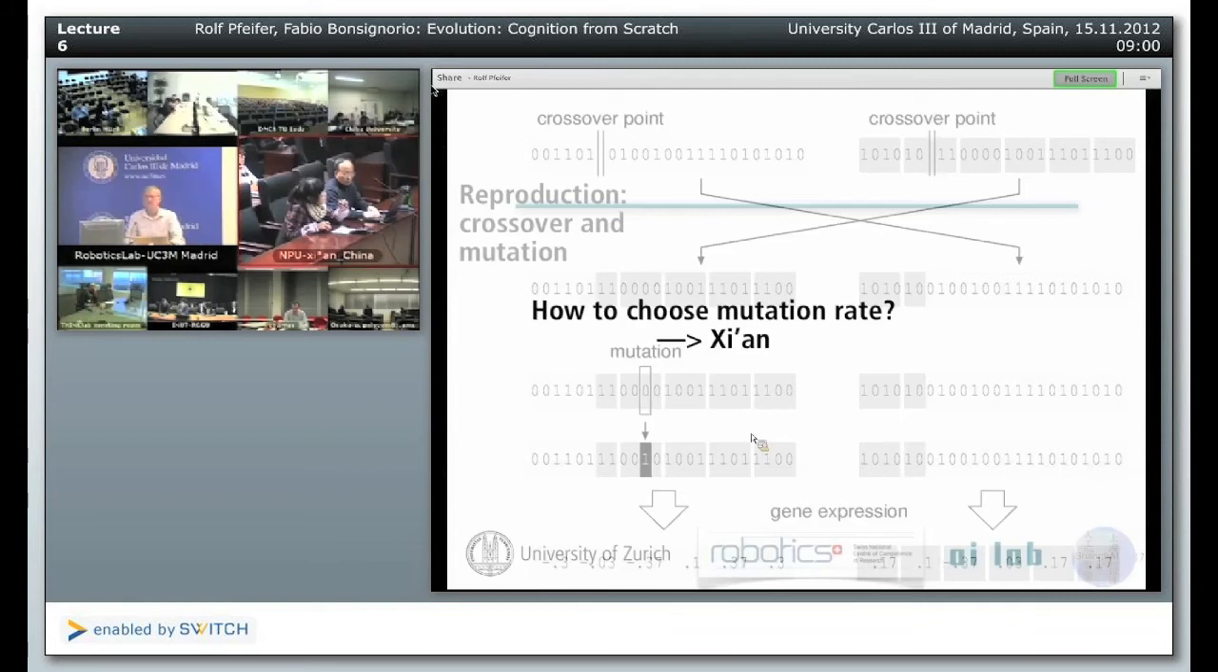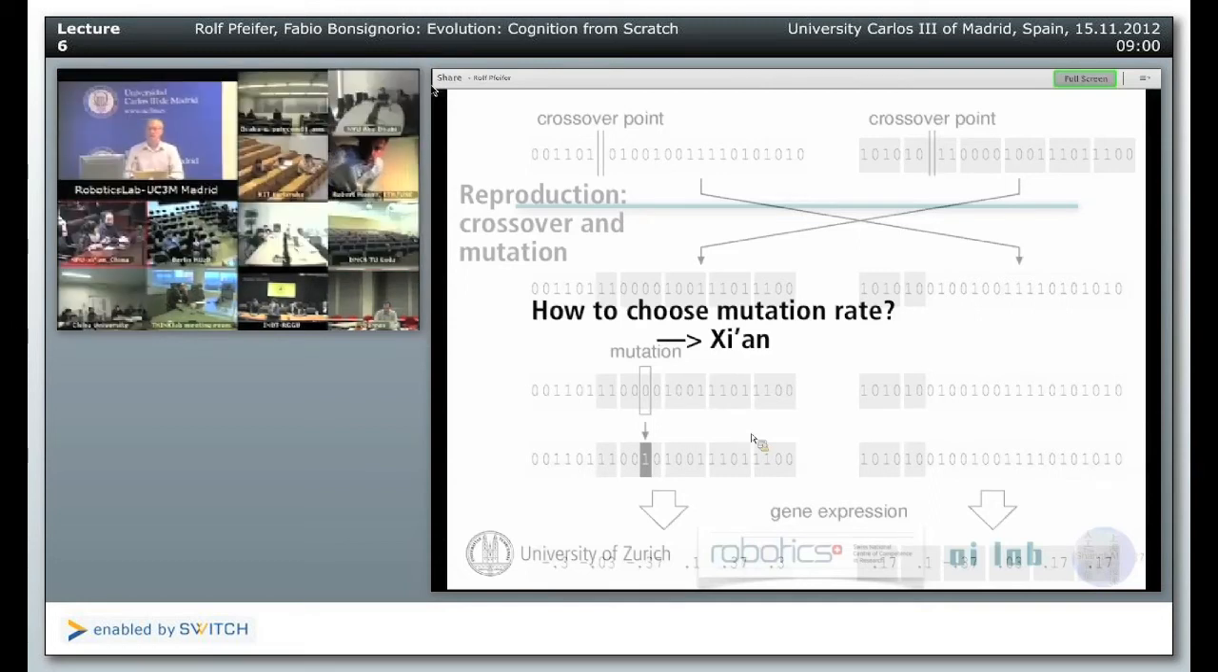Okay. Thank you very much for your considerations on choosing the mutation rate. It's always an issue how you should choose it. There are actually some genetic algorithms, namely evolutionary strategies, where the mutation rate is itself subject to the evolutionary process.